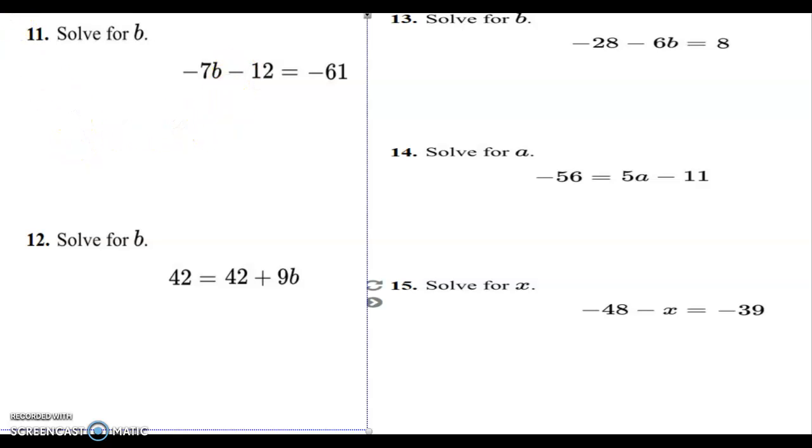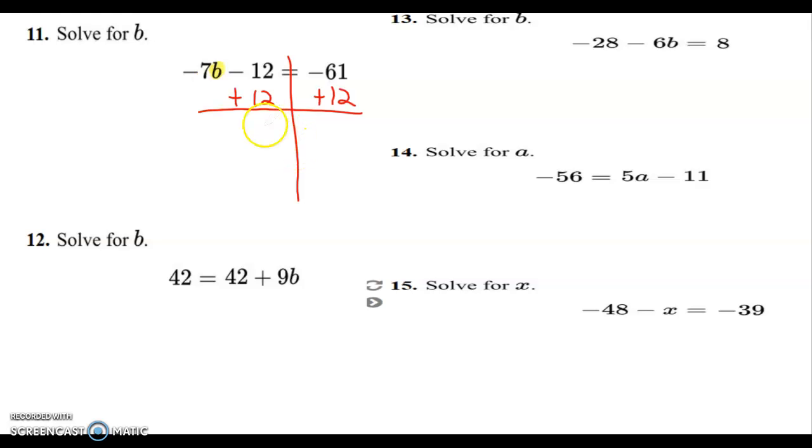In order to do that, you have to do the opposite. To isolate this b by itself, the first thing you want to move is this negative 12. So to remove that, first we want to set up the equal sign and draw lines, kind of like a river. You want to move the negative 12 to the other side of the river, kind of, sort of. So to eliminate this, I have to do the opposite, which is add 12 on both sides.